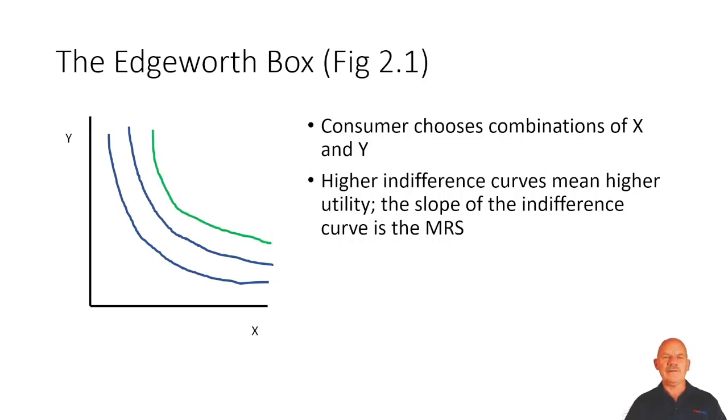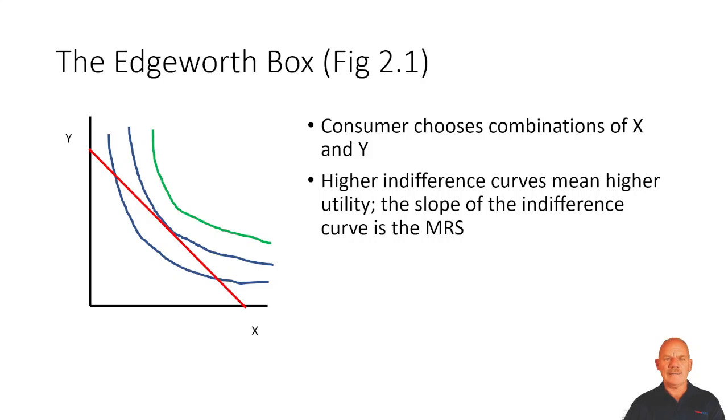So if we have three curves, then the green one will be the highest level of utility because it's the furthest away from the origin of the graph. The slope of the indifference curve, you have to know the name of it, namely the marginal rate of substitution. So we can draw a straight line; the marginal rate of substitution at the tangency point is the slope of the indifference curve. Now the red line in this graph is the budget constraint of the consumer.